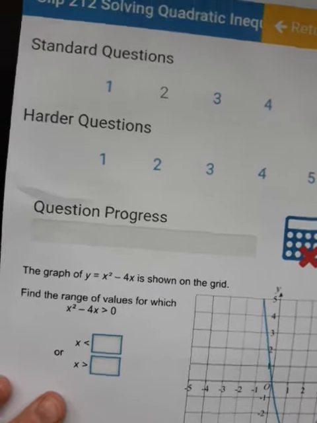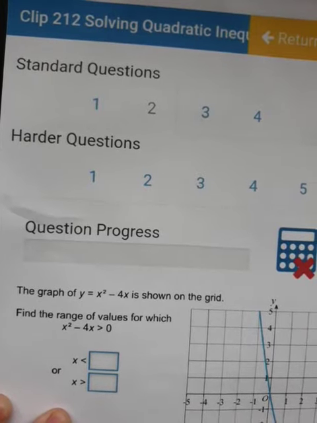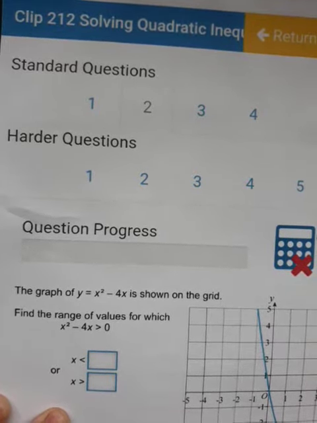It is me again, giving you some support with Maths Watch Clip 212. We're looking at a standard question here, question 2. If you watch the video, hopefully you have a good idea what to do here, but we're going to go through this anyway.